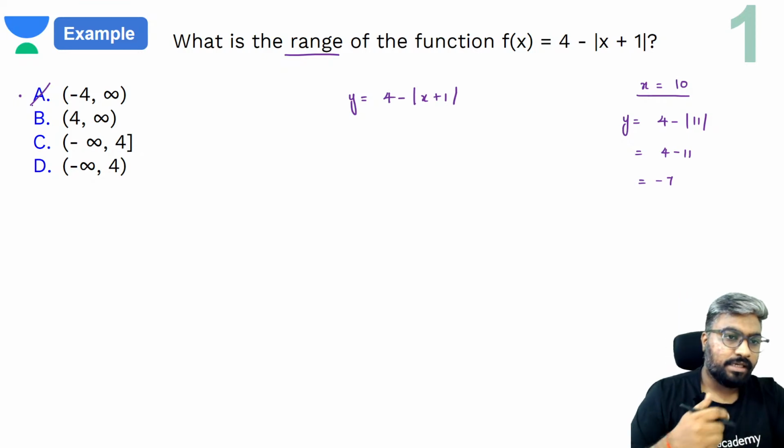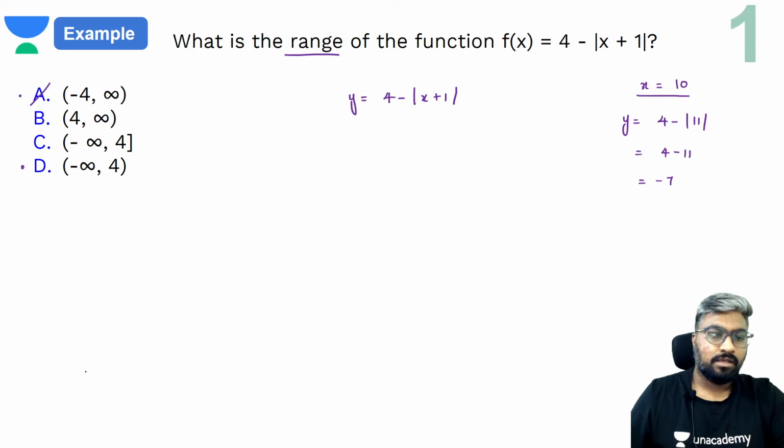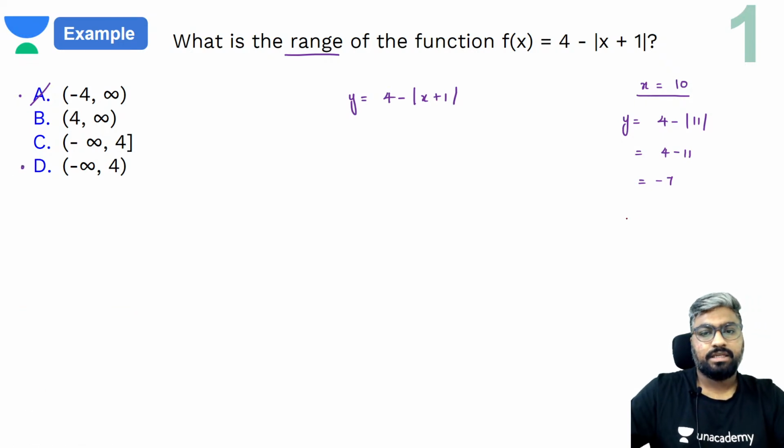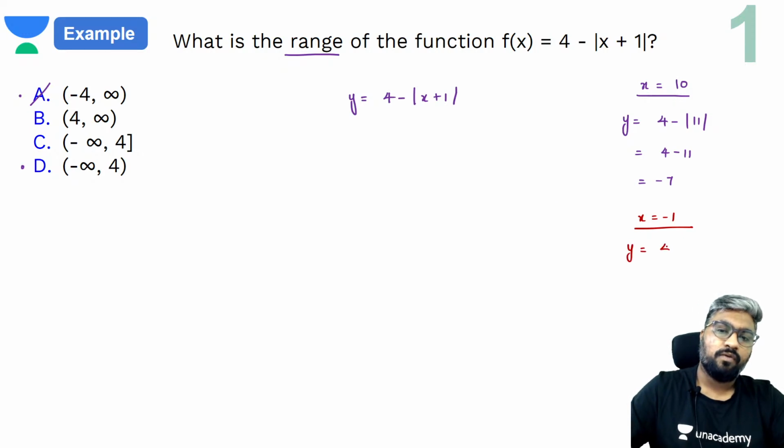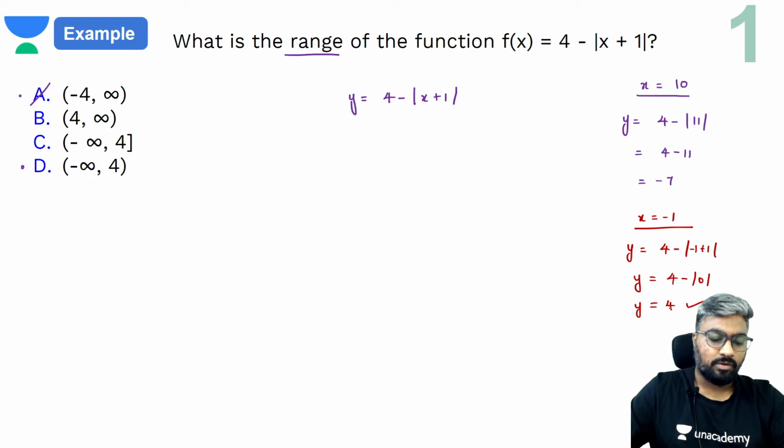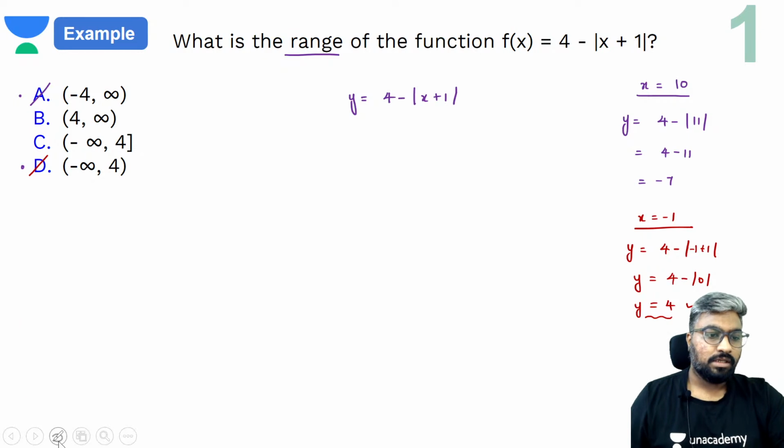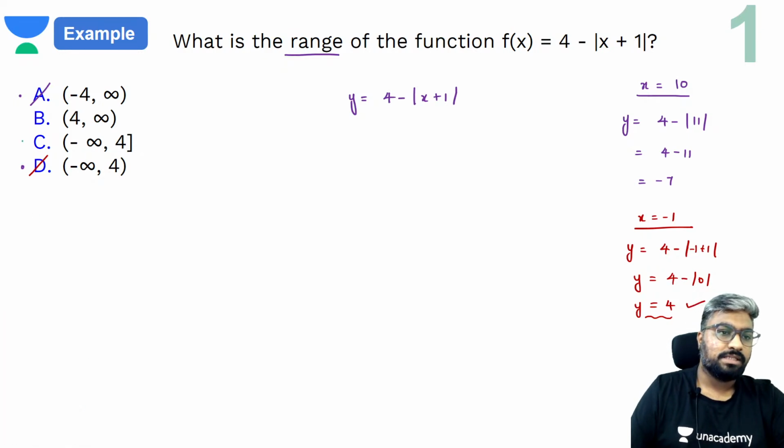Right? Rishi says D. Rishi, what happens when x is -1? If I plug in x equal to -1, y becomes 4 minus modulus of -1 plus 1. So what do you get? y is equal to 4 minus modulus of 0, which is 0 only. So y is equal to 4 is allowed, right, Rishi? y equal to 4 is allowed. So D is also actually out. Your actual answer should be option C.